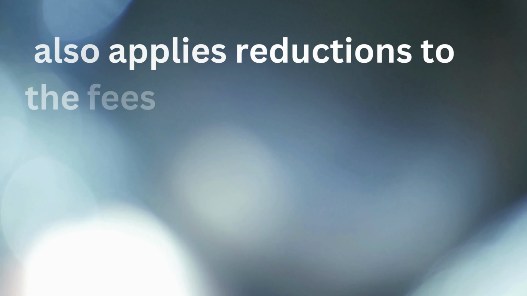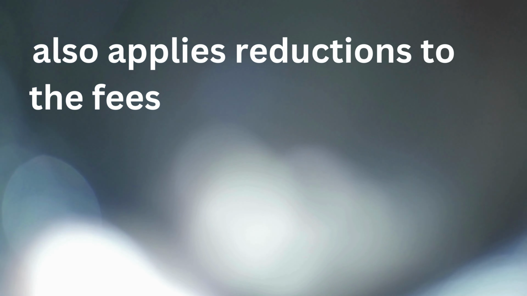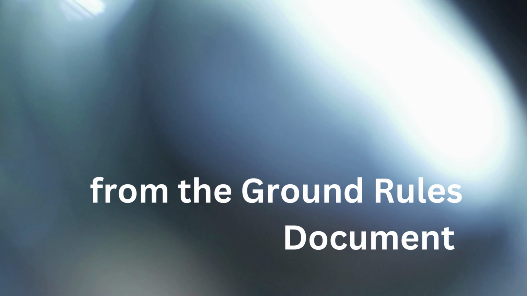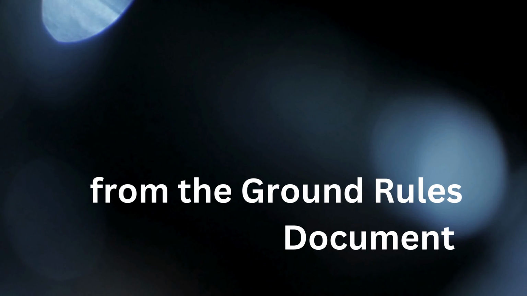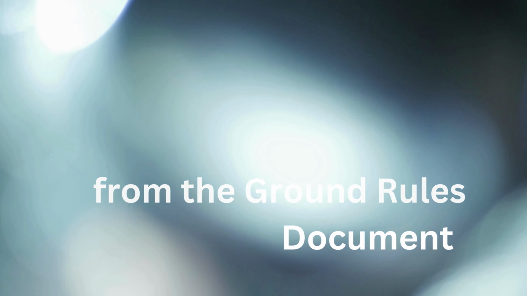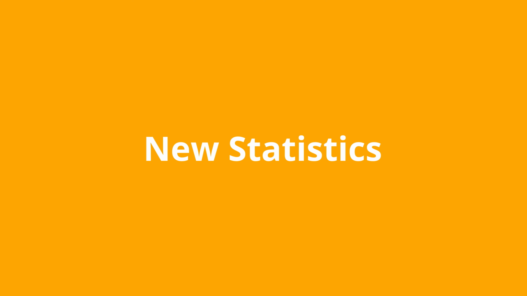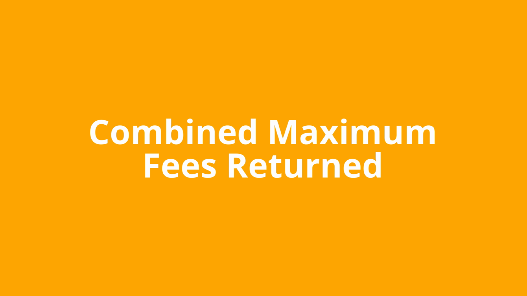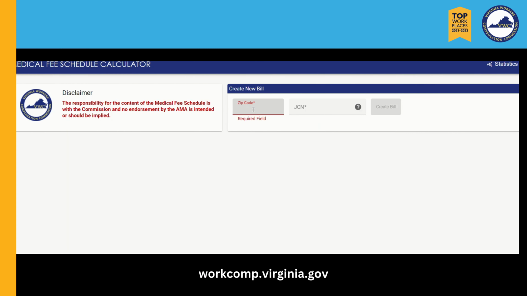The calculator tool also applies reductions to the fees from the ground rules document to help the user determine the adjusted maximum fees for applicable services. An additional feature includes a statistical link displaying the number of visitors, reviewed codes, and the combined maximum fees returned by the tool. Let's run through a quick example to see how the tool works.